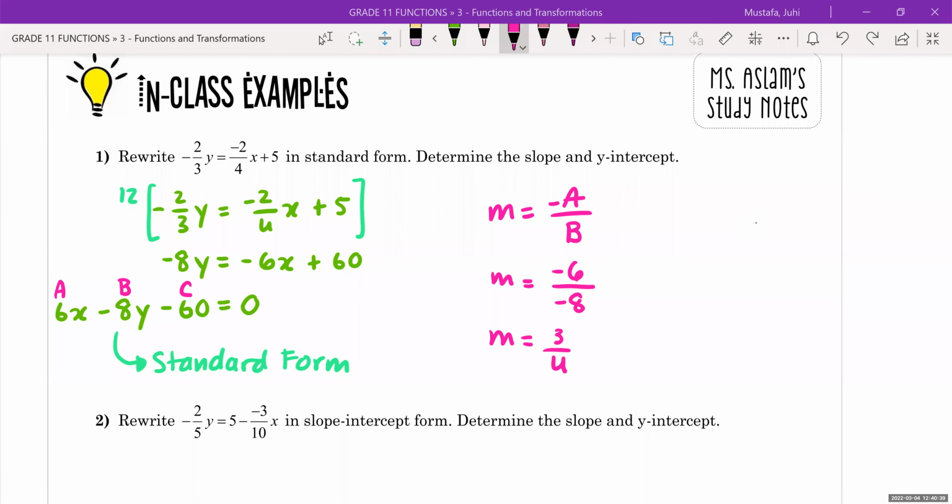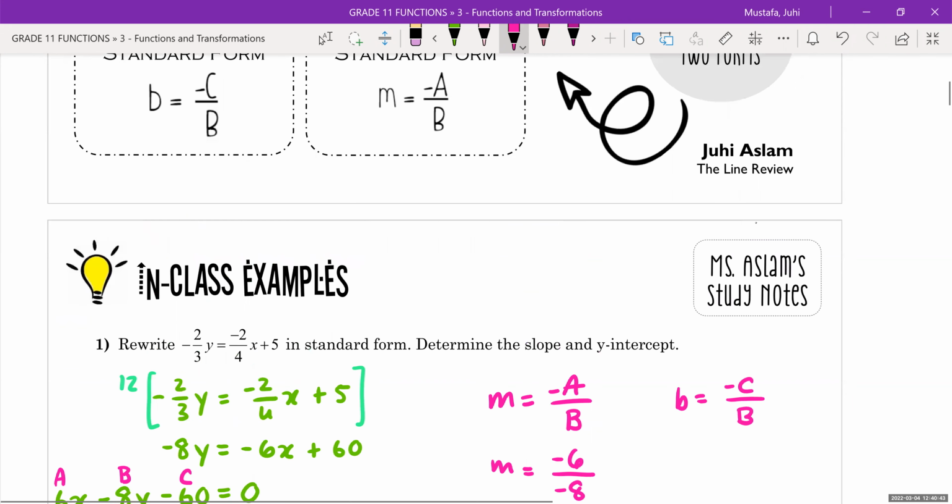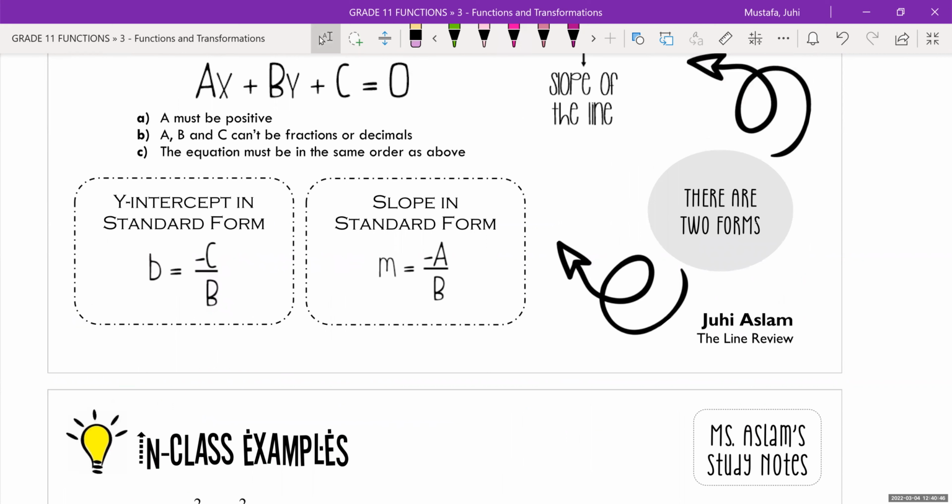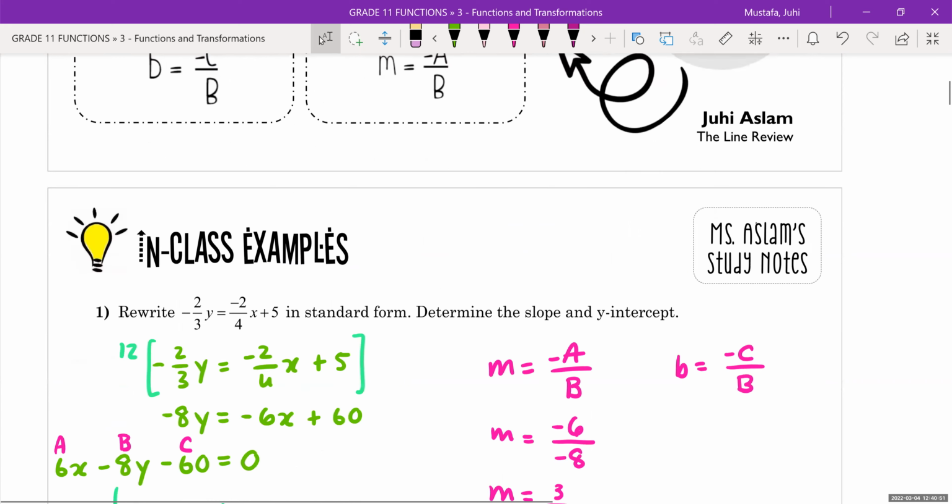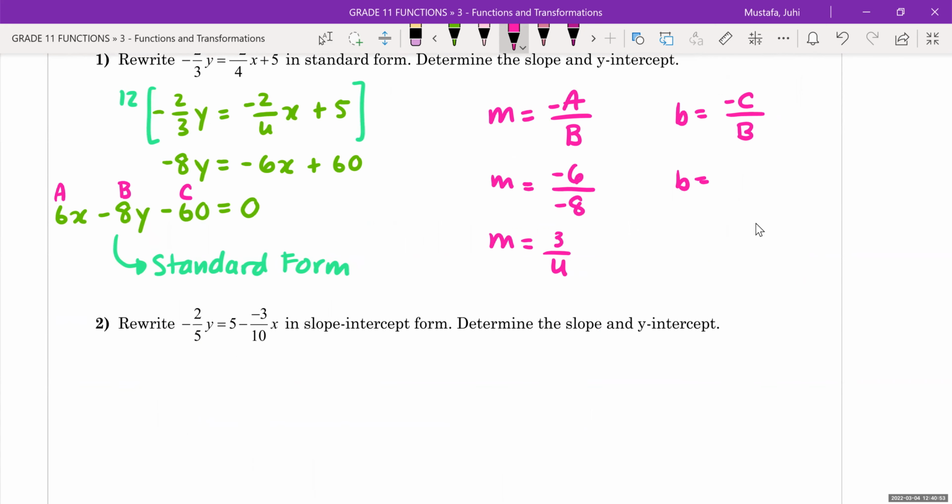Okay, using our formula for y-intercept, it's going to be negative c over b. And again, if you're wondering where I'm getting the formulas from, on the previous page, they were in the boxes over there. So again, be mindful that this formula does have a negative sign within it. So sometimes you might have double negatives that you have to be careful of. Negative, and c is negative 60. B is negative 8. So this is going to reduce to 15 over negative 2.